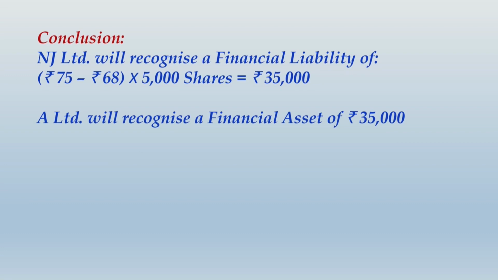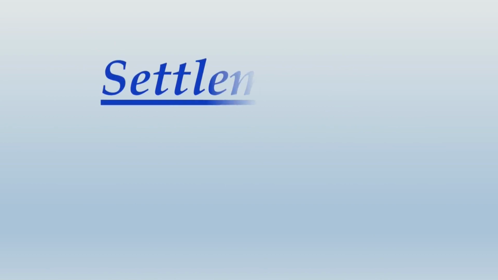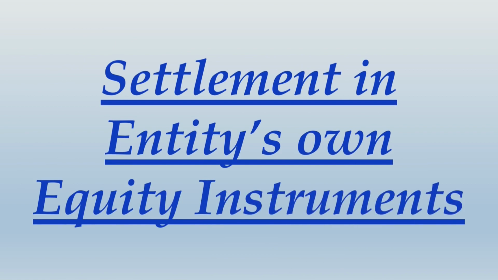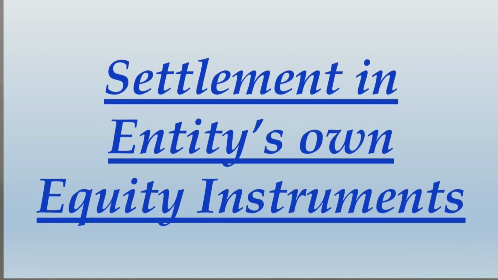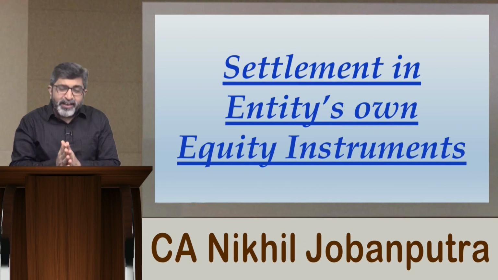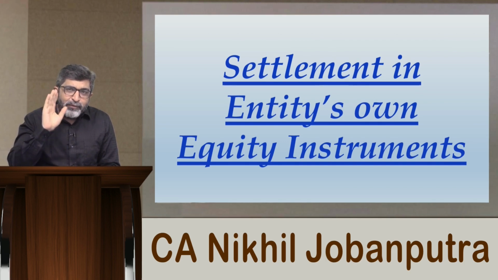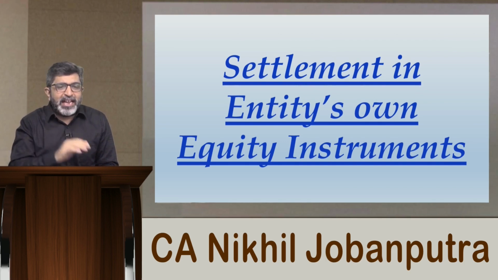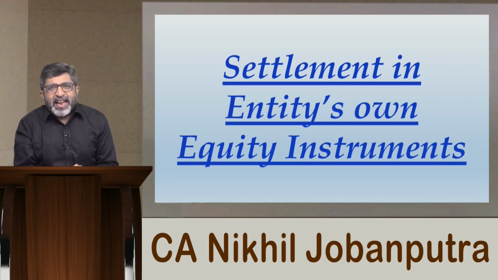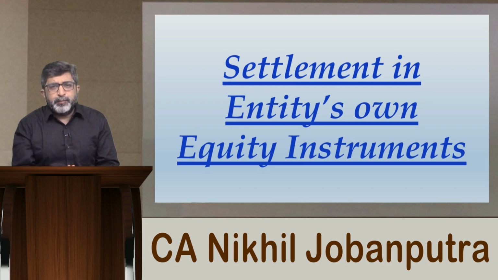Alright friends, if you have completed writing this entire solution, time for us to move ahead and write up the next heading, settlement in entity's own equity instrument. This is something really interesting. What exactly is it talking about? It is talking about the last clause of the definition of financial asset as well as financial liability. Very important. So there are certain contracts that can be settled by issue of equity instruments of the own entity.